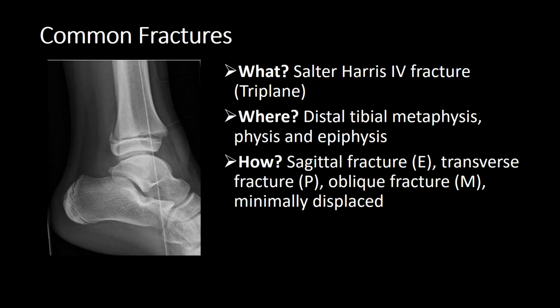So what is it? It's a Salter-Harris IV fracture. Remember, there's a fracture that extends through the metaphysis, the physis and the epiphysis, so therefore it's a Salter-Harris IV, where it's the distal tibial metaphysis, the physis and the epiphysis. How? So you've got a sagittal fracture of the epiphysis, you've got a transverse fracture of the physis, and you've got an oblique fracture of the metaphysis. And in this case, it's minimally displaced.